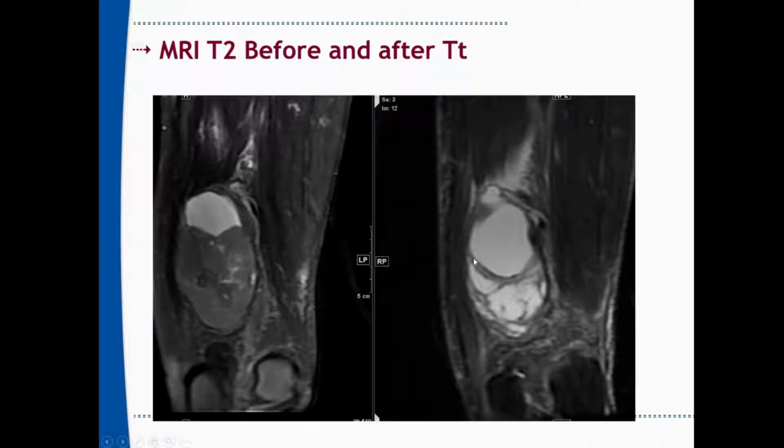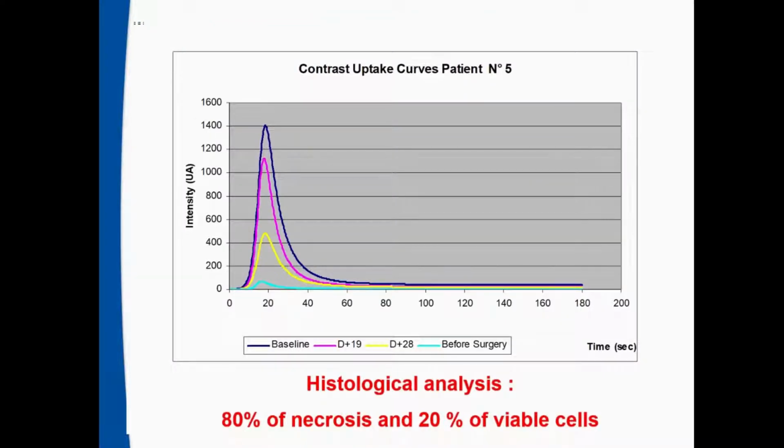And in fact, this is the MR just before surgery with the same large necrotic area and only this vascularized tissue. And in fact, at histological analysis, we have exactly 20% of viable cells and 30% of necrotic area.